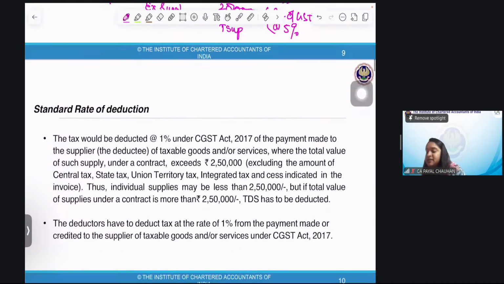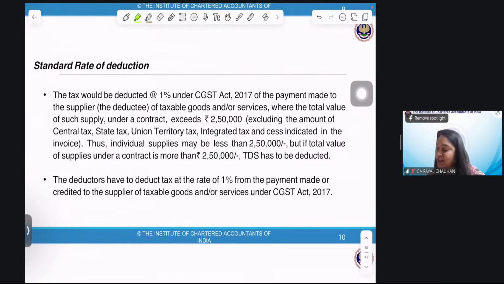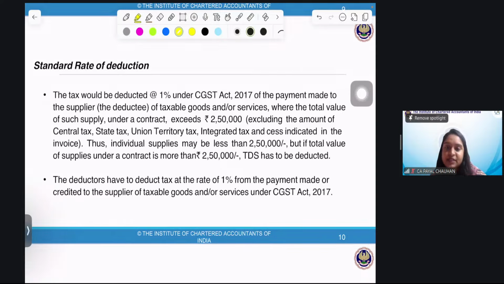Now, standard rate of deduction. You already know how much. It will be deducted on 2.66 lakh, that is excluding the GST element along with cess, if any. The tax will be deducted at 1% under the CGST Act on the payment made to the supplier, the deductee, of taxable goods or service where the total value of such supply under a contract exceeds 2,50,000, excluding the amount of central tax, state tax, union territory tax, integrated tax and cess indicated in the invoice. Very, very important line.